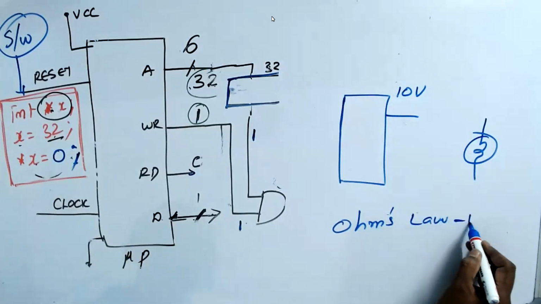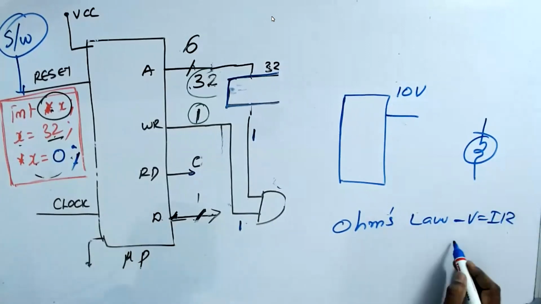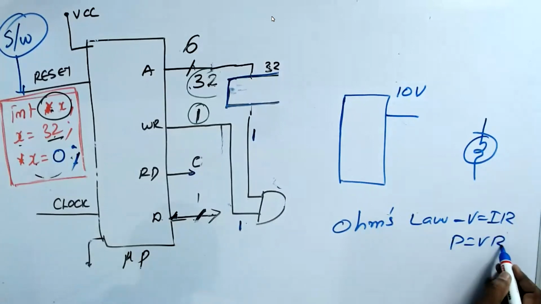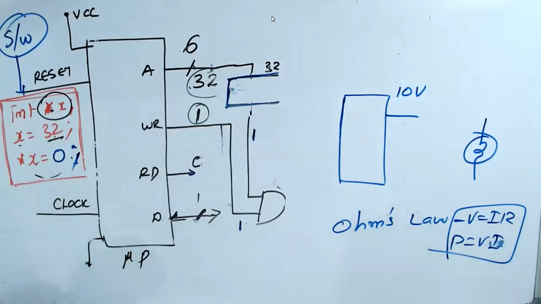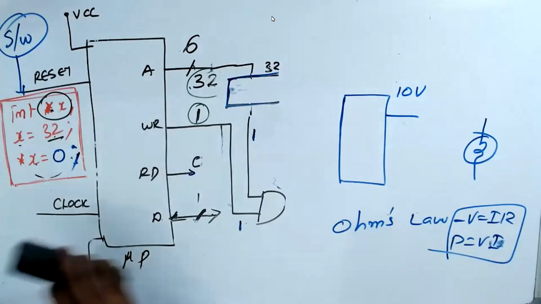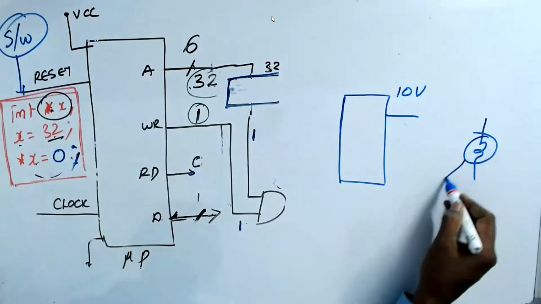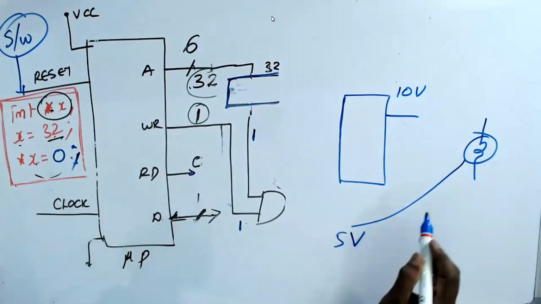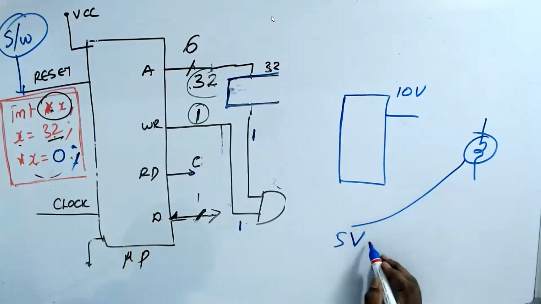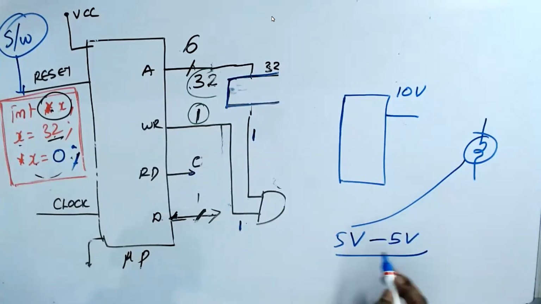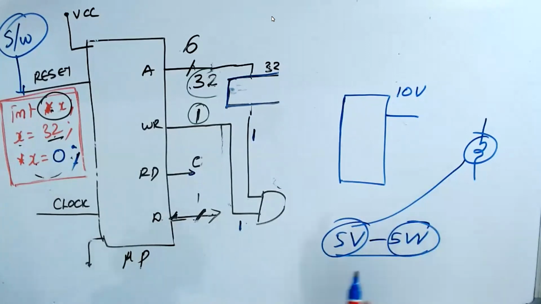V is equal to IR and P is equal to VI. Ohm's law and the power law. Use only this. We will not use anything more than that. I have a bulb which is a 5 volt bulb, and the bulb will give you 5 watts. This is a 5 volt bulb and it gives you 5 watt power.